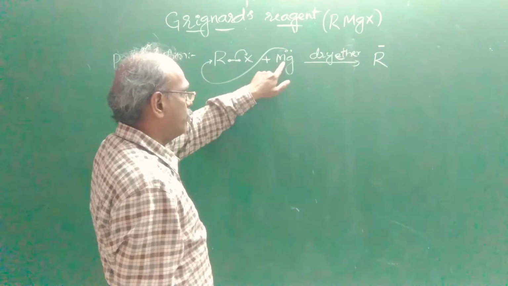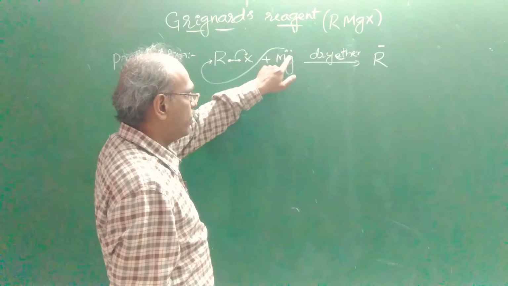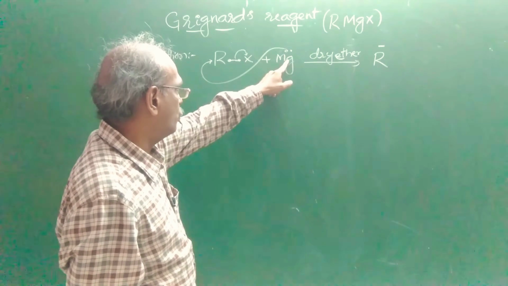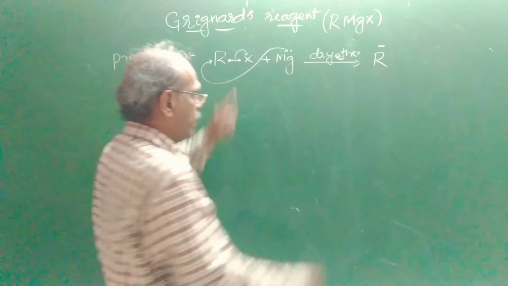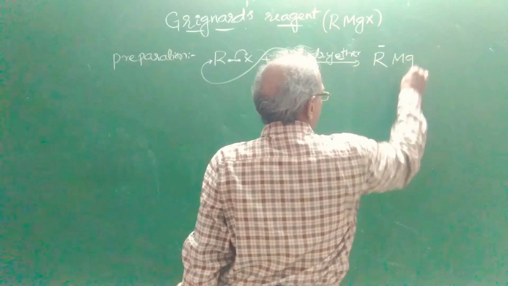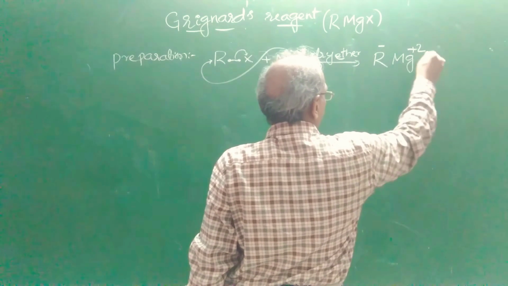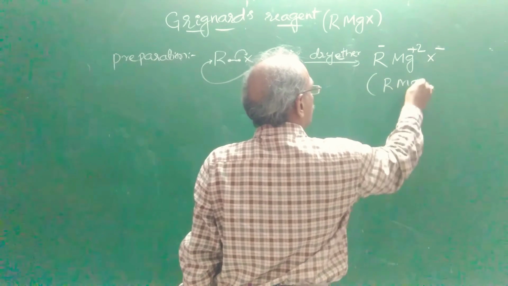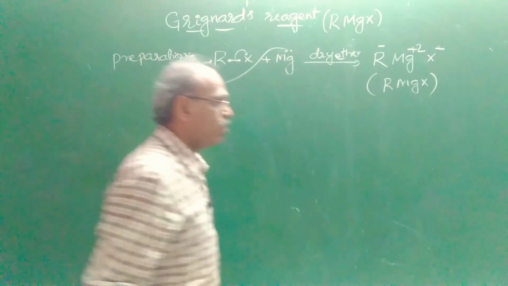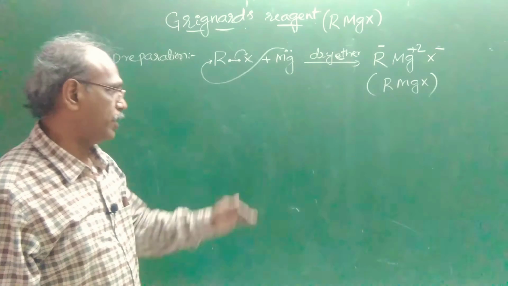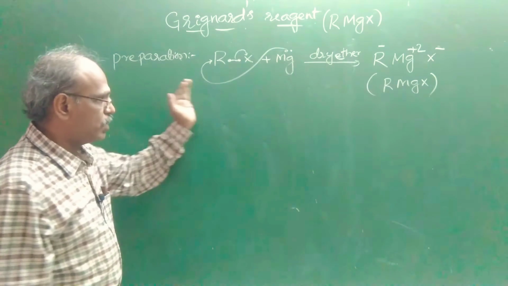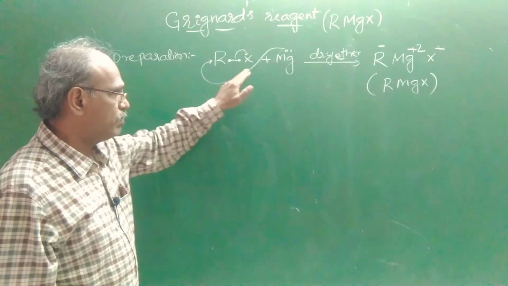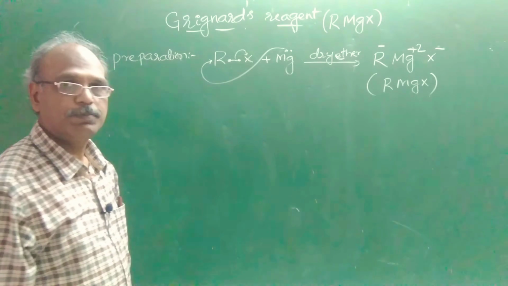Whereas for magnesium, there is a loss of 2 electrons, so it is plus 2, and this is X minus. So R minus, Mg plus 2, X minus. This is written as RMgX, alkyl magnesium halide. Okay, this is the general method of preparation of Grignard's reagent from alkyl halide.